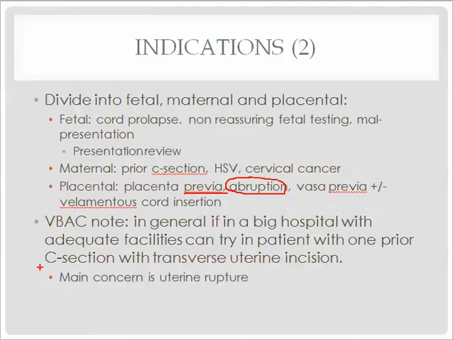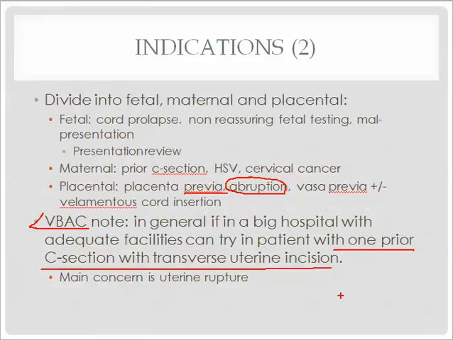So just one note on VBAC, it's kind of good to know about this when you're talking about cesarean sections, because they're closely related. So this is vaginal birth after cesarean section. And so the general big idea is you can do this if you're in a big hospital with adequate facilities like surgery, anesthesia, and everything like that. And you can do this on a patient who's had a prior C-section with a transverse uterine incision. So if the person's had multiple C-sections, you might not want to do this. If the person's had a classical or vertical uterine incision or hysterotomy, then you wouldn't want to do this.